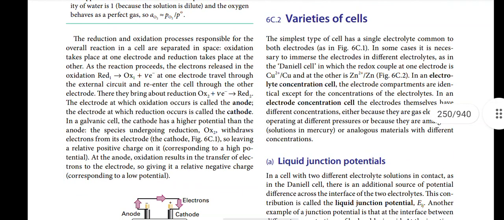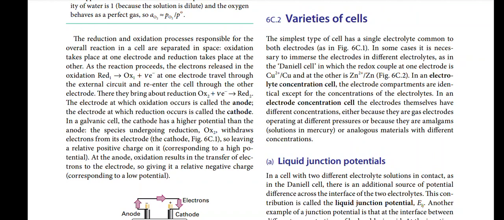Varieties of cells. The simplest type of cell has a single electrolyte common to both electrodes. In some cases, it is necessary to immerse the electrodes in different electrolytes, as in the Daniell cell, in which the redox couple at one electrode is Cu2+/Cu and at the other is Zn2+/Zn.